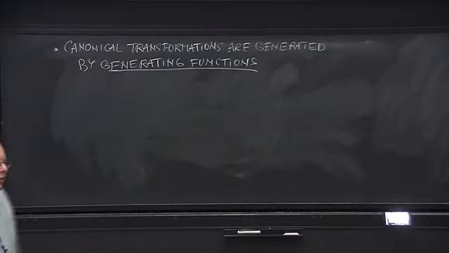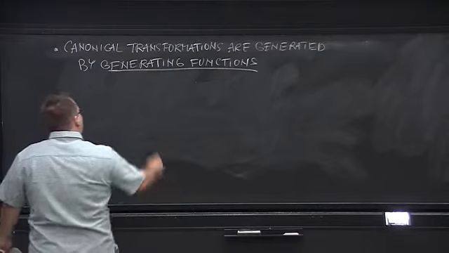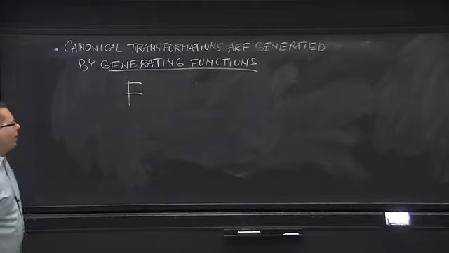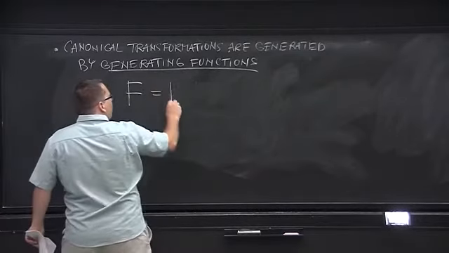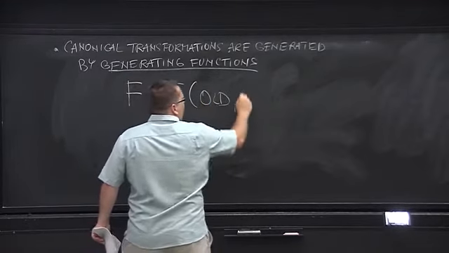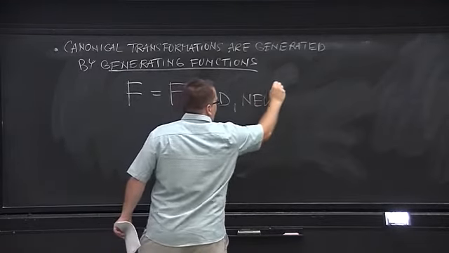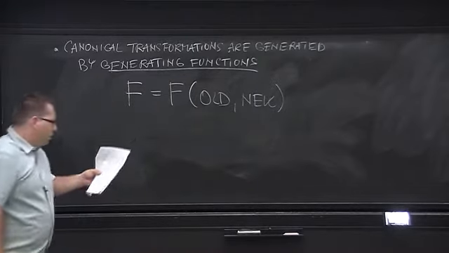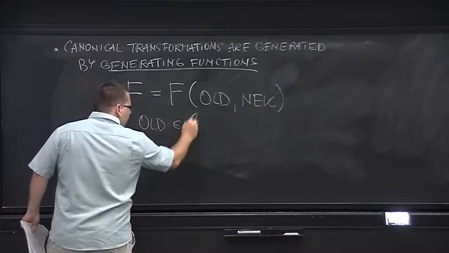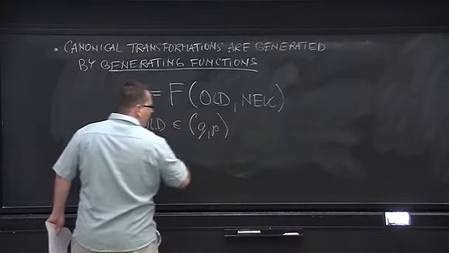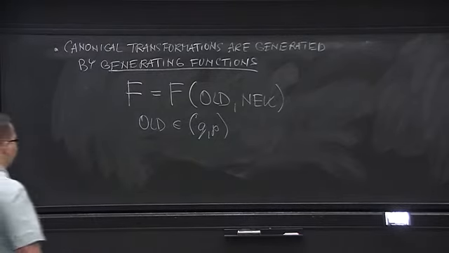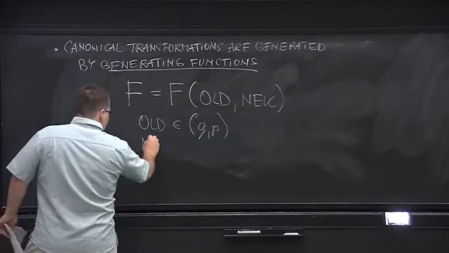So now, what is a generating function? Well, it's a function. Let's call it f. And it's always a function of an old coordinate and a new coordinate. So the old one, what I mean is small q and p. So you pick one out of these. You pick either q or p. And the new one is the capital ones.